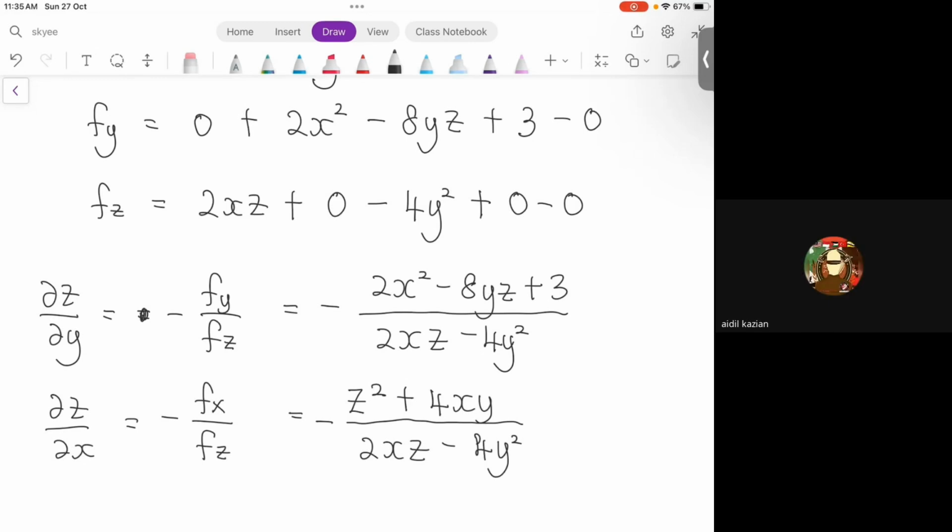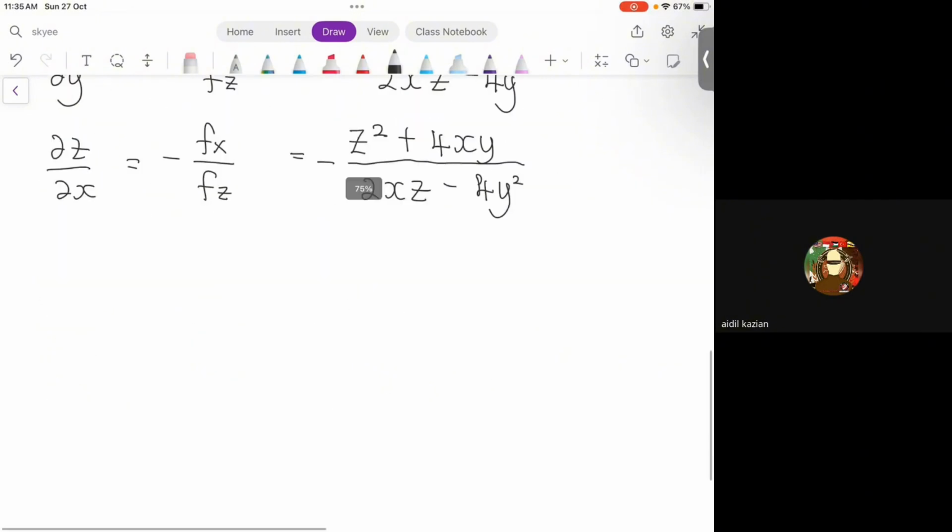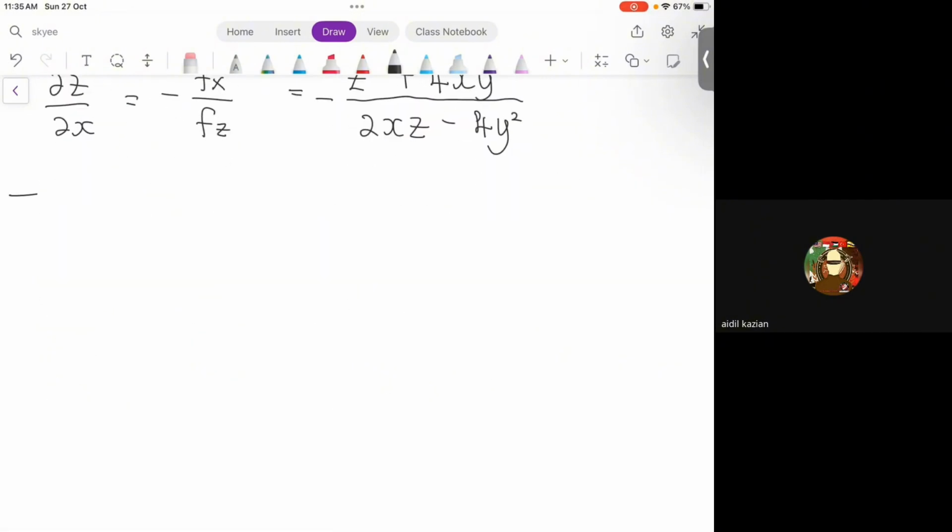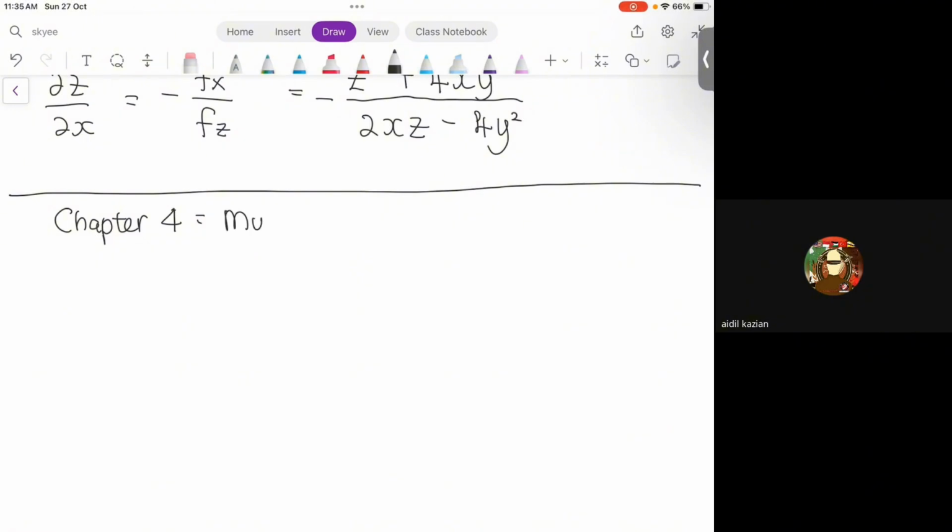We will move on to chapter 4 today. Chapter 4. Okay, so I will draw a line. So this is chapter 4 now. What is the title for chapter 4? You remember? It is multiple integral.